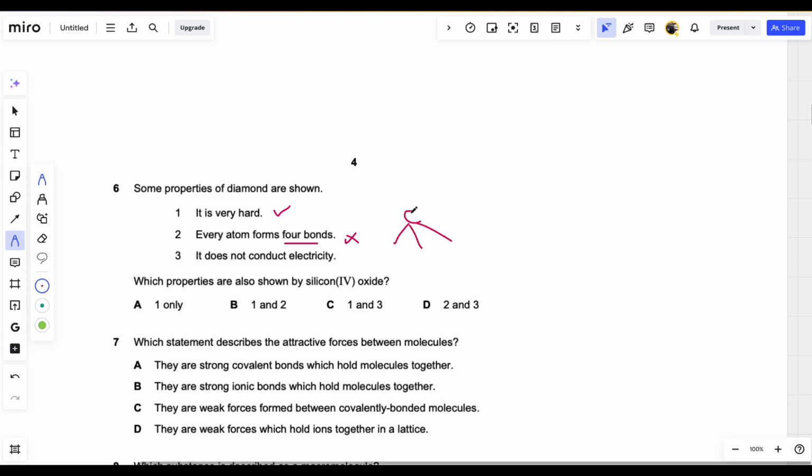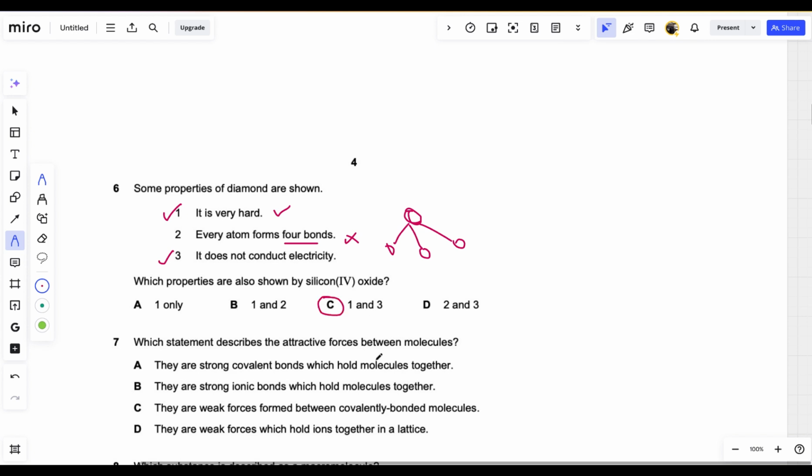Every atom forms bonds with 3 other atoms in the case of diamond. So this one is wrong. It does not conduct electricity. Yes, diamond does not conduct electricity. It's hard, and it does not conduct. Graphite conducts electricity, diamond does not. So we look for 1 and 3. A, 1 only, 1 and 2, 1 and 3. So C is the correct answer, 1 and 3.